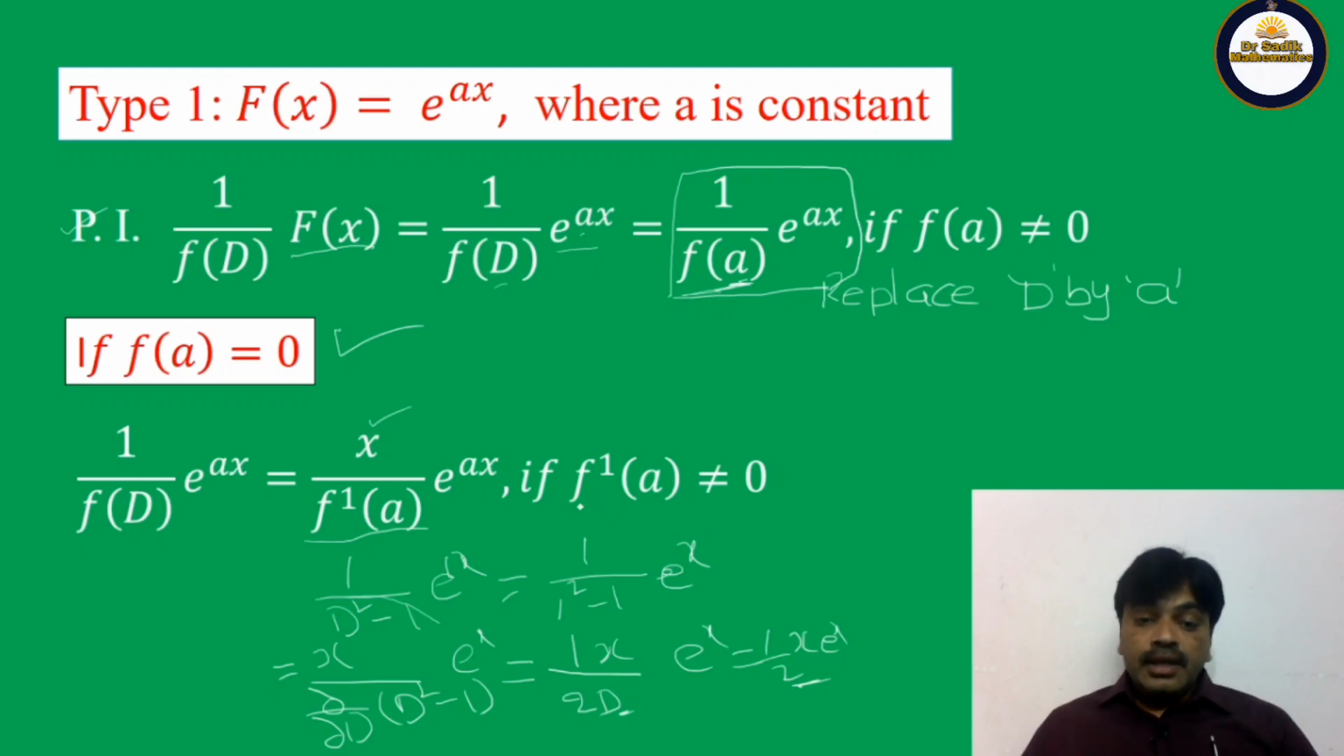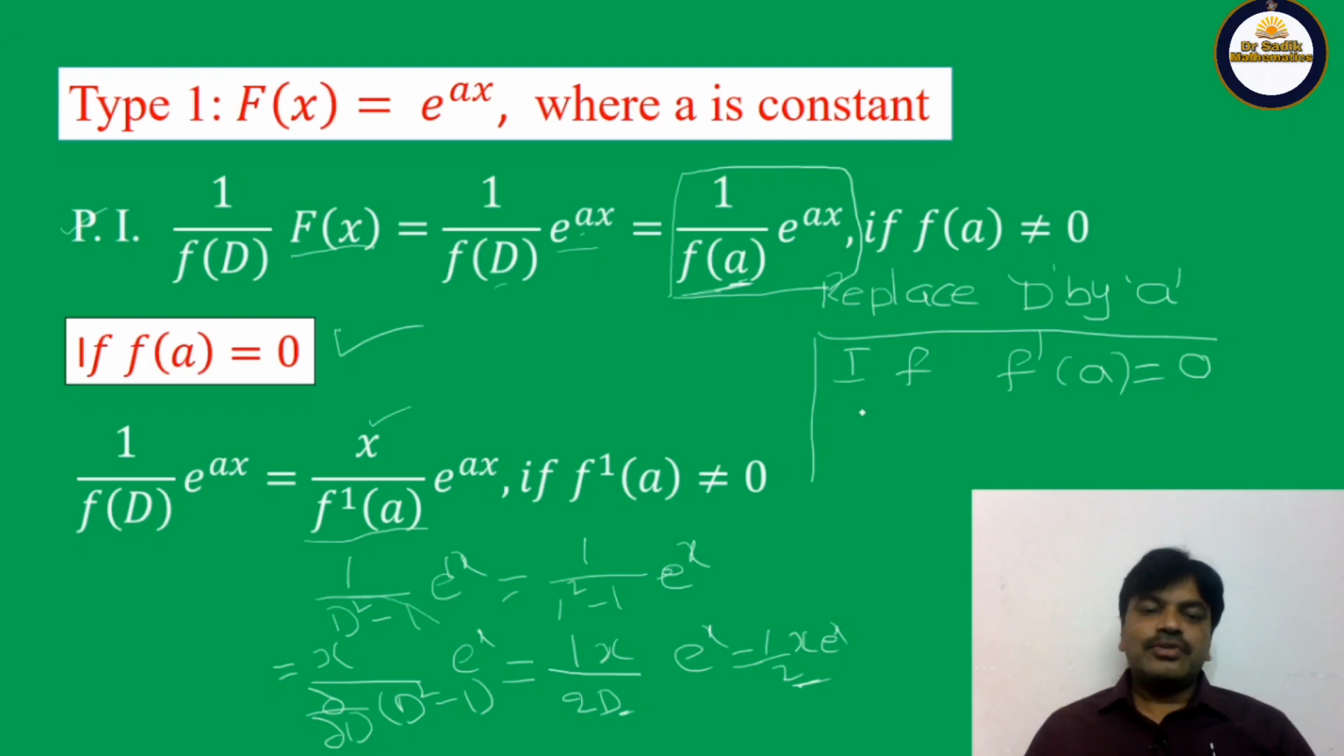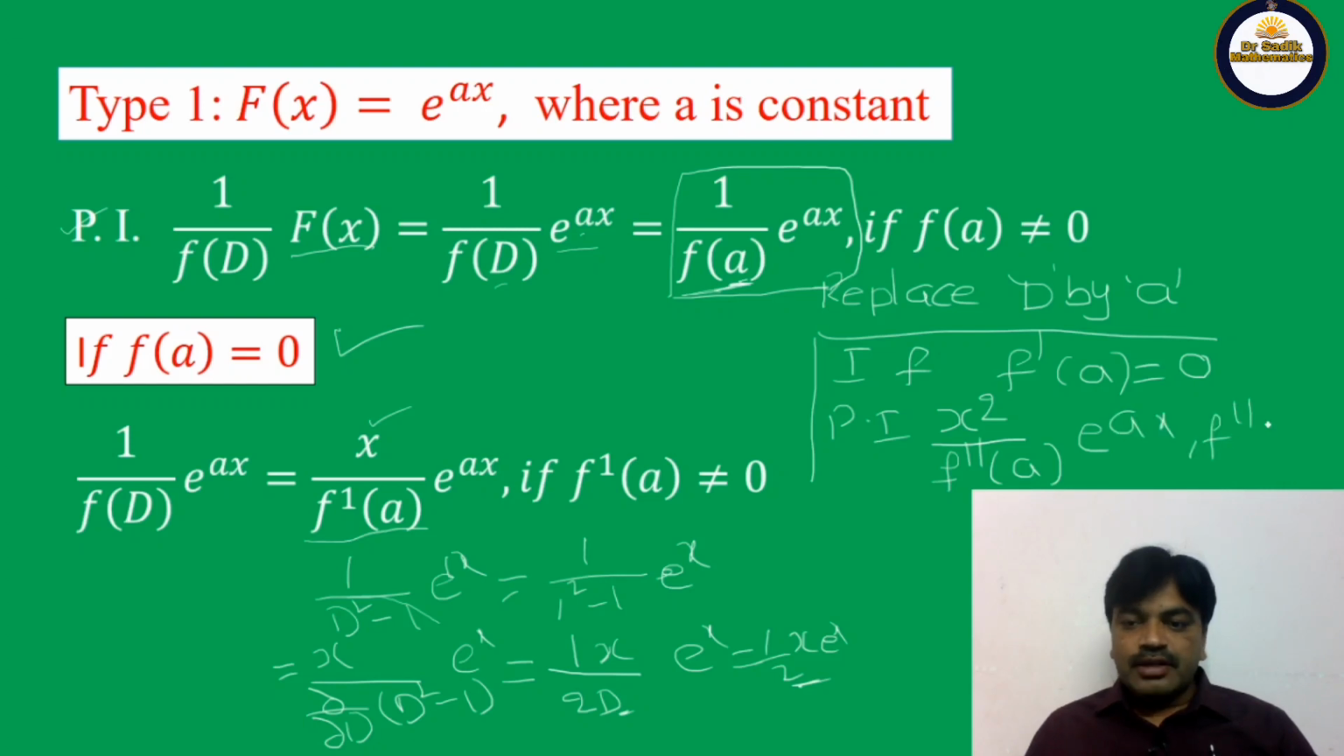Now, if f'(a) is equal to 0, what is the particular integral? Previously we have x. This time we get exactly x² by f''(a) into e^(ax), provided f''(a) is not equal to 0.